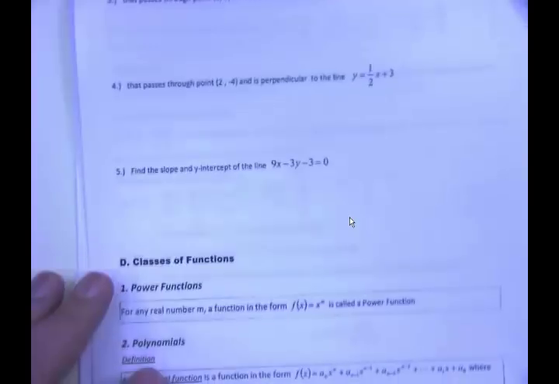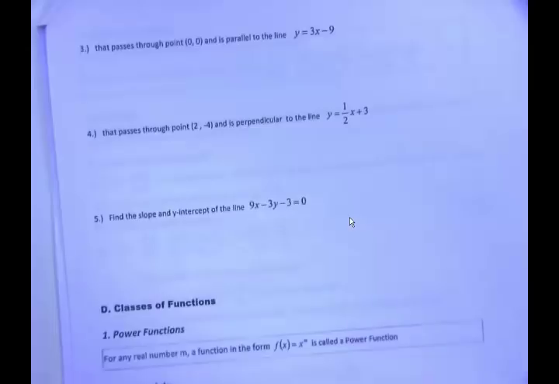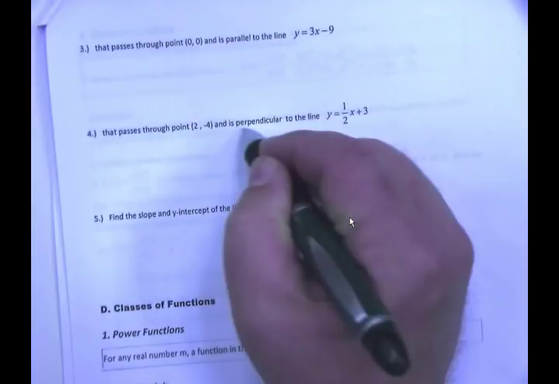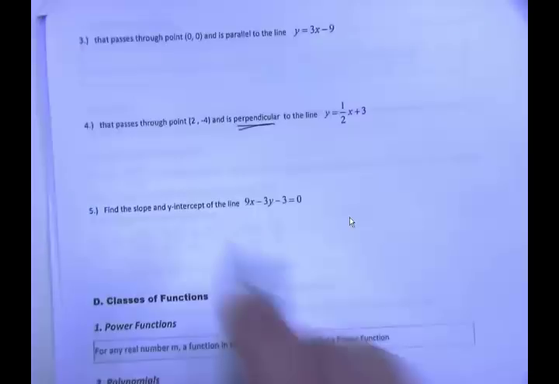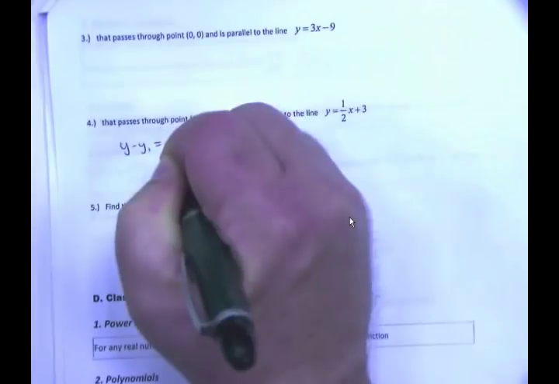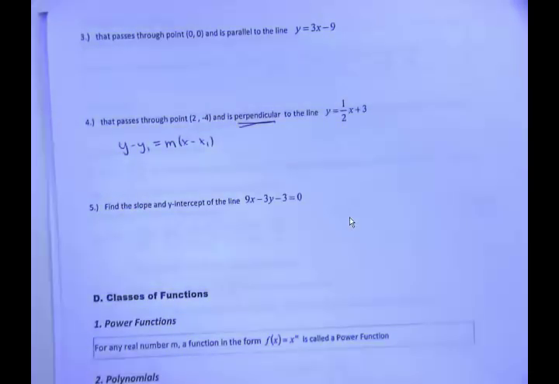Okay? Now, I don't do all these problems for you guys, so let's do number 4. Number 4 says this: find the equation of a line that passes through the point 2, negative 4, and is perpendicular to this line here. Well, again, find the equation of a line. What am I going to use? Point slope. y minus y1 equals m times x minus x1. I need a point and a slope.